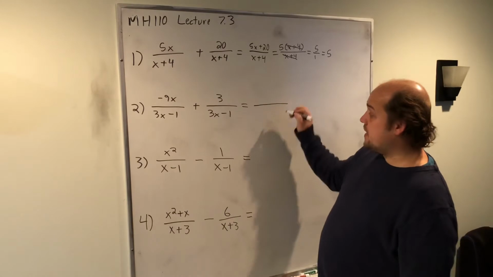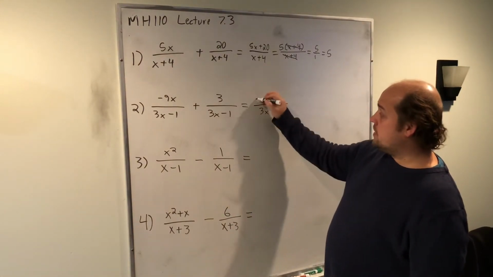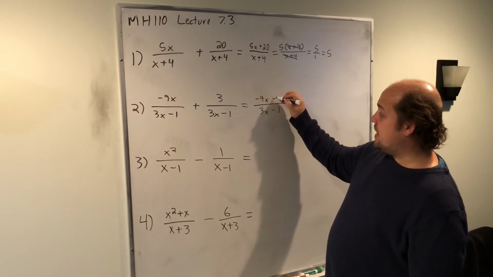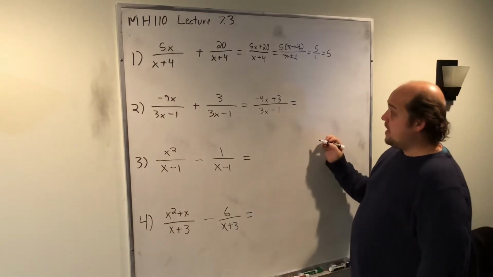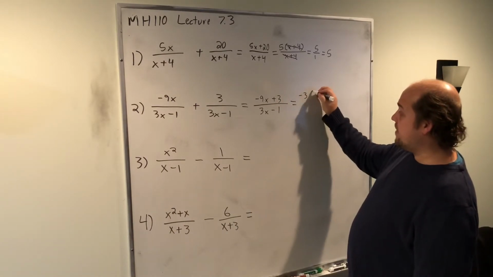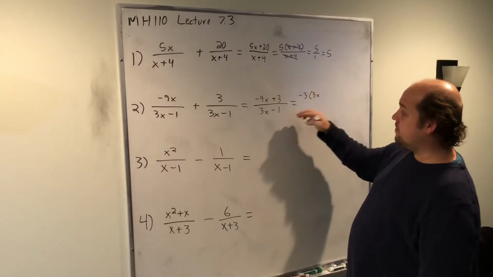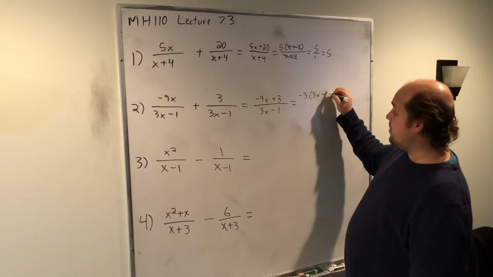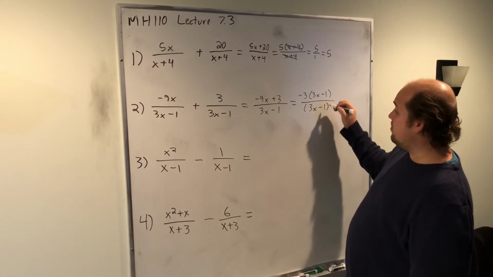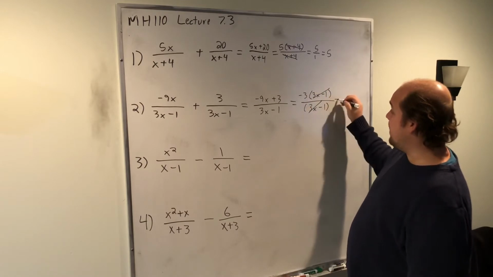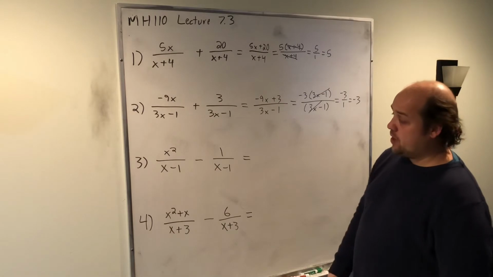Same idea for the second problem. I keep that common denominator of 3x minus 1. This becomes negative 9x plus 3 on top. I can take a negative 3 out of each of those. If I take out a negative 3, negative 9x divided by negative 3 gives me positive 3x. Positive 3 divided by negative 3 gives me negative 1. So I have the same thing on bottom, on top, as that repeated factor, which leaves me with negative 3 over 1, or just negative 3.